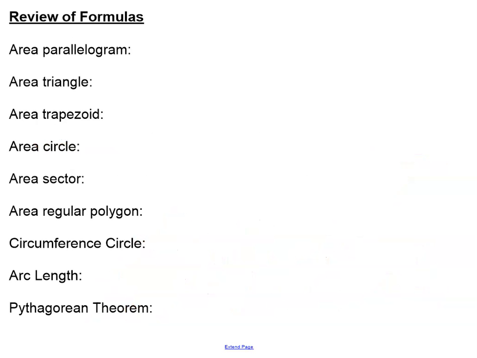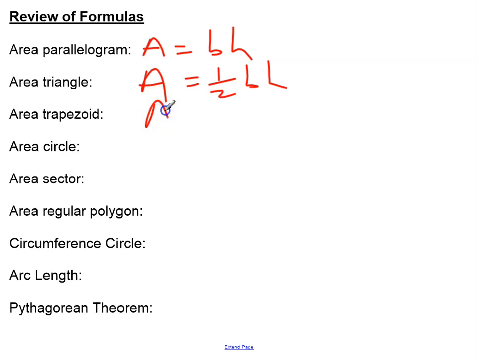So let's review all the area formulas as well as circumference, which will be used in this section. It'll be a good idea to have these all on a cheat sheet. Area of a parallelogram, area equals base times height. Area of a triangle, 1/2 base times height. These were all derived at the beginning of the year. Trapezoid, that should be an h: 1/2 h (b1 plus b2).